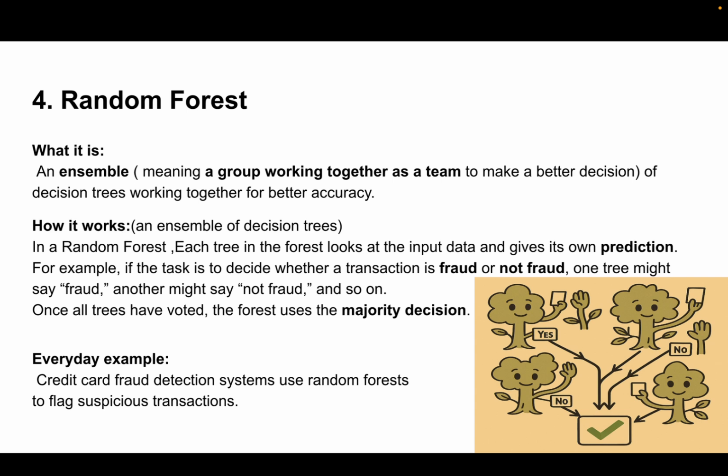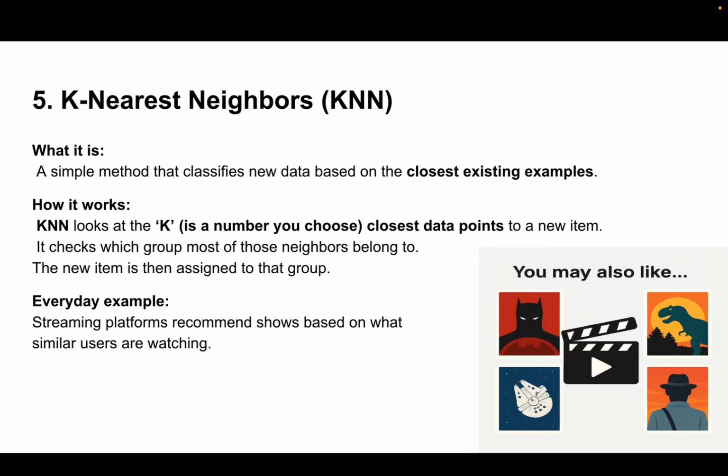So in a random forest, each tree in the forest looks at the input data and gives its own prediction. For example, if the task is to decide whether a transaction is fraud or not fraud, one tree might say it's fraud while the other one might say it's not fraud. Once all the trees have voted, the forest uses the majority decision. That's random forest. Example, credit card fraud detection systems use random forests to flag suspicious transactions.